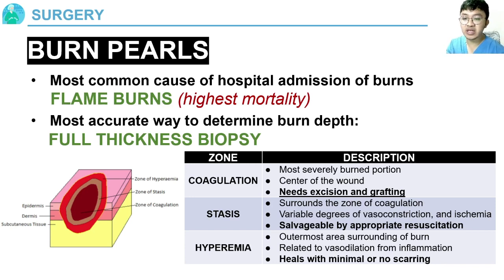Between the three, the more important actually is your zone of stasis because it's in the middle of coagulation and hyperemia. And its fate is decided by resuscitation and appropriate wound care. So if you hydrate the patient during the more intensive hours after a burn injury, you can actually salvage the zone of stasis and convert it to a zone of hyperemia. Otherwise, the zone of stasis is going to become part of coagulation, and you'll have a bigger area that requires more extensive surgical management, such as, again, excision and grafting in a patient with burn.